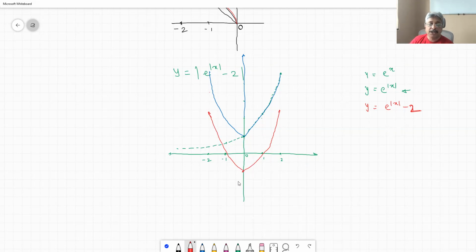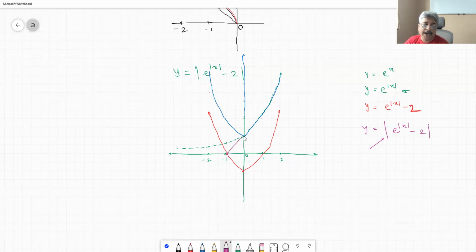Okay, so this is what it is, something like this, and then you are supposed to take, maybe I will change the color, y is equal to mod of e raised to mod x minus 2. So what does this mean? This means whatever negative quantities you have in the RHS, make them positive. So from here, it is a reflection.